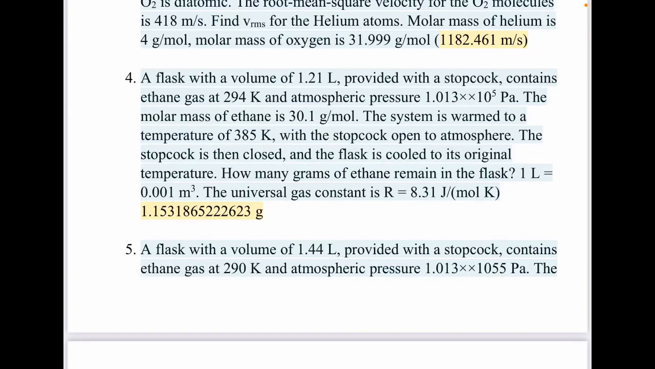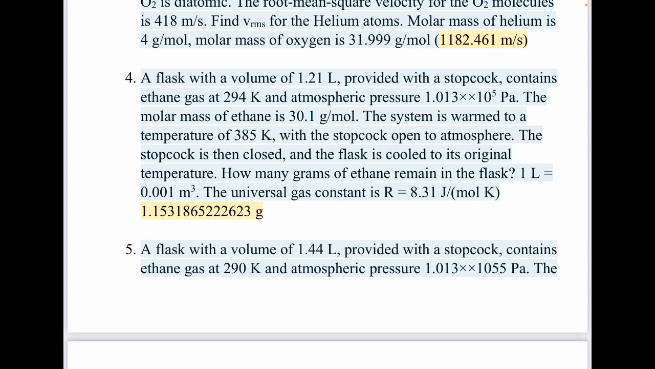So here we have problem number 4. A flask with volume of 1.21 liter provided with a stopcock contains ethane gas at 294 Kelvin. An atmospheric pressure is given. The molar mass of the ethane is given.